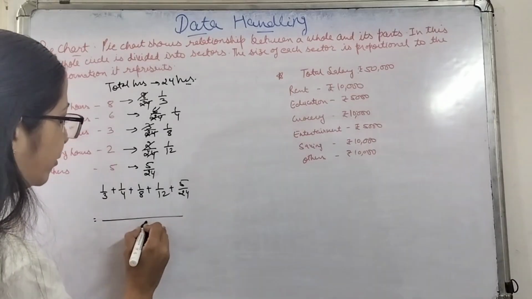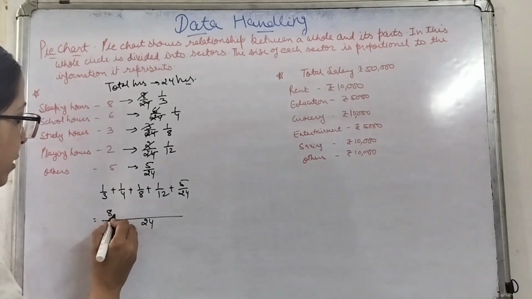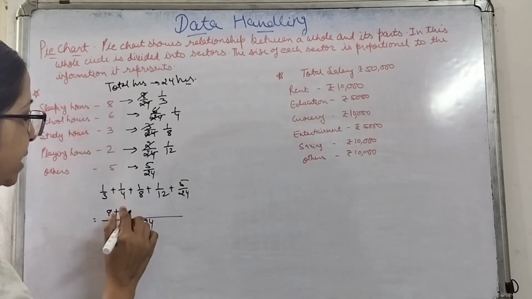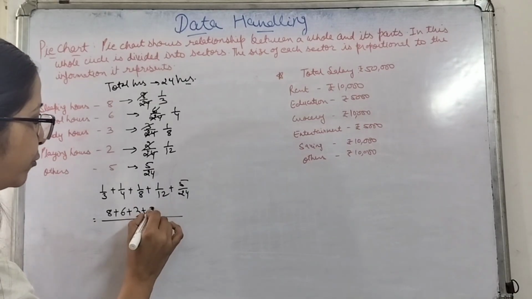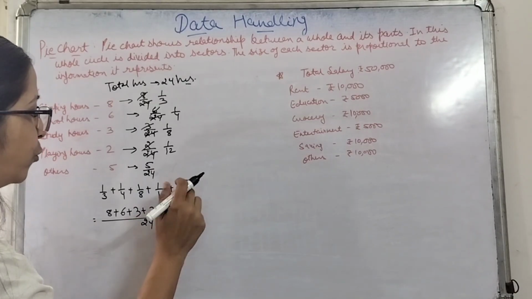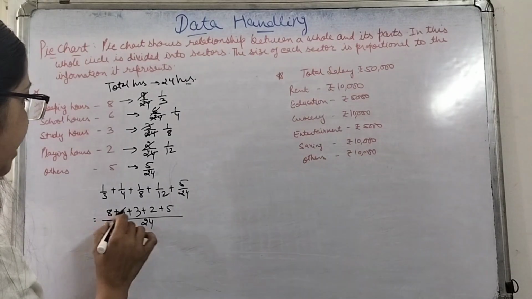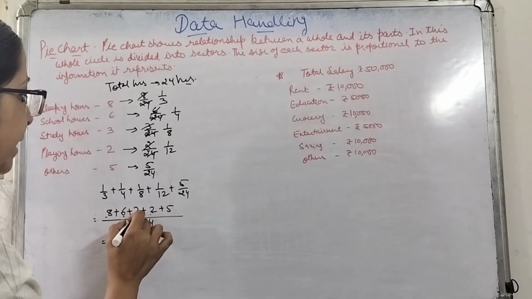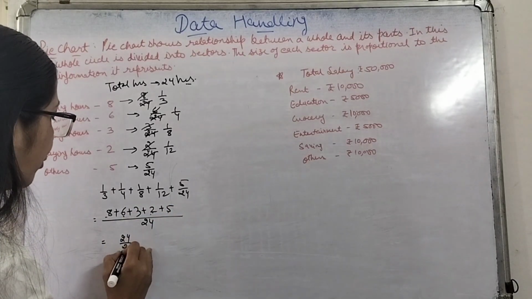So the LCM over here will be 24. 3 8s are 24, so 8. 4 6s are 24, so 6. 8 3s are 24, so 3. 12 2s are 24, so it will be 2. 24 1s are 24, so over here it is 5. So if we add all these, 8 plus 2 will be 10, 10 plus 6 is 16, 16 plus 3 will be 19, and 19 plus 5 will be 24 upon 24.